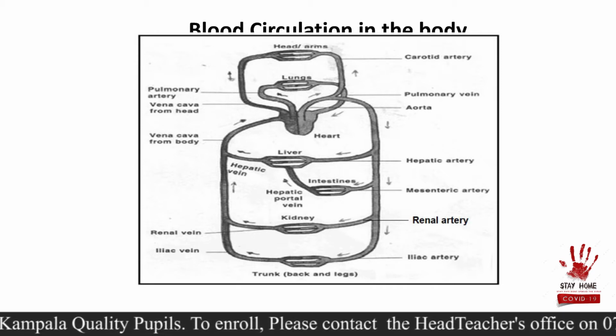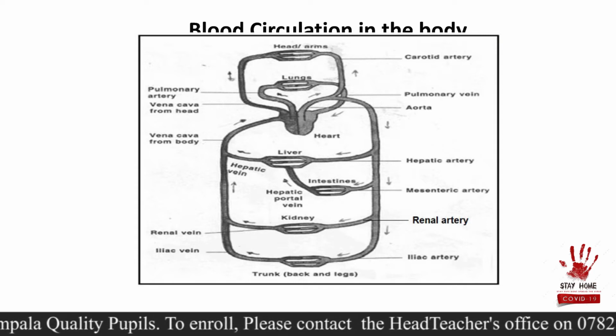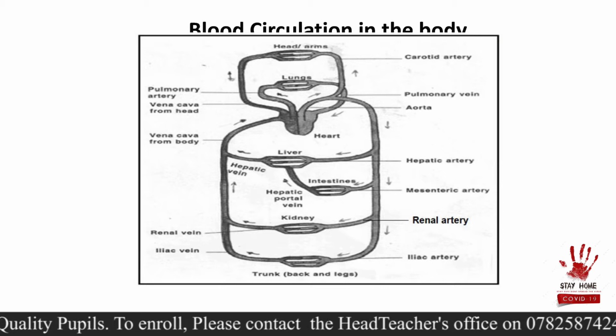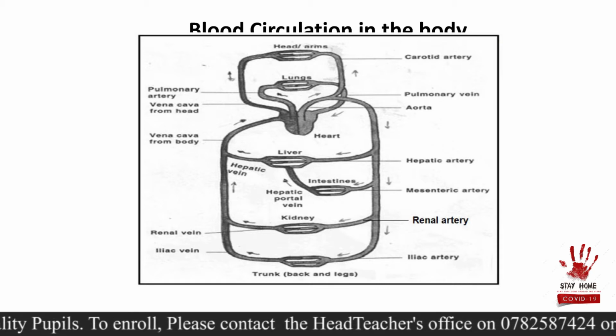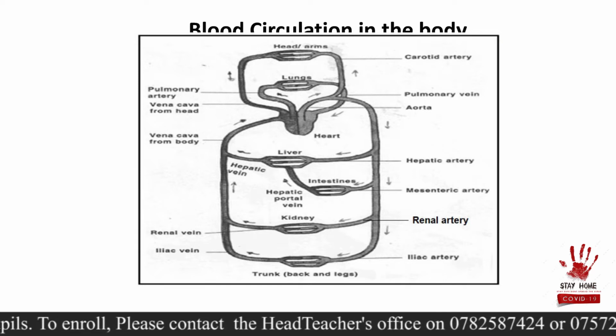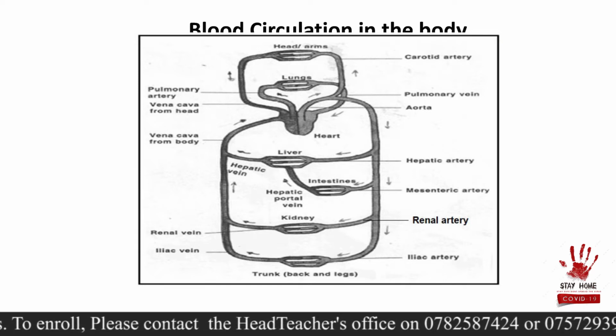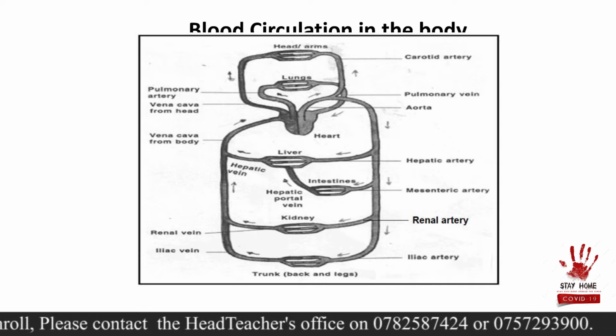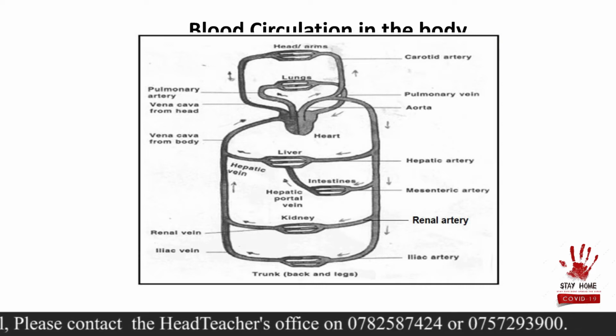And once it goes into the heart, it is pumped down to the ventricles. The ventricles contract and push it out. Okay? First, it will go to the lungs. Once blood goes to the lung, that blood contains a lot of carbon dioxide. That's why when it goes to the lung, it must drop the carbon dioxide and receive the oxygen.